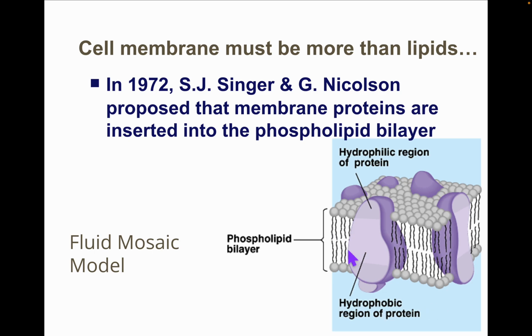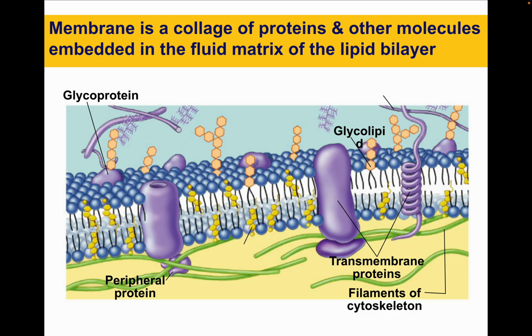In 1972, S.J. Singer and G. Nicholson proposed that membrane proteins are inserted into the phospholipid bilayer. They said it's got to be more than just lipids, right? So they named it the fluid mosaic model. We're looking at the phospholipid bilayer and our proteins that are integrated along the membrane, and they said it's like boats floating on a lake, right? So we come up with the fluid mosaic model. The membrane is a collage of proteins and other molecules embedded into the fluid matrix of the lipid bilayer.